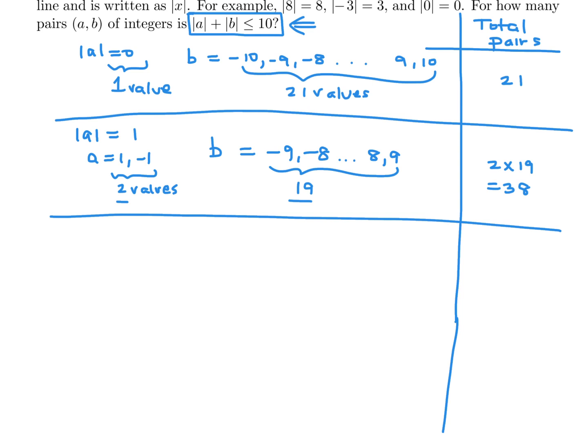Okay, so I'm just going to keep going because you may not be seeing a pattern yet, because I don't see a pattern yet. So how about if the absolute value of A is 2? So that means A is negative 2 or 2. So that's 2 values.